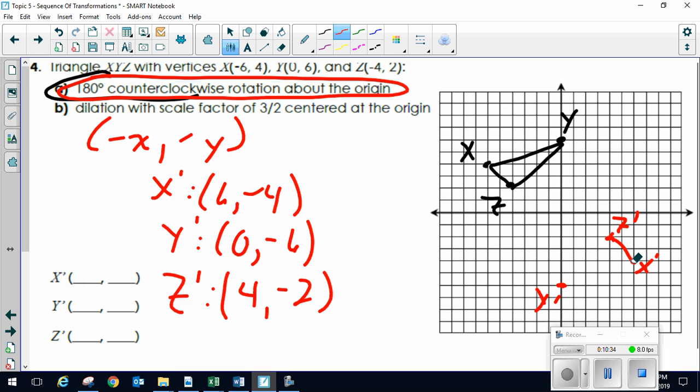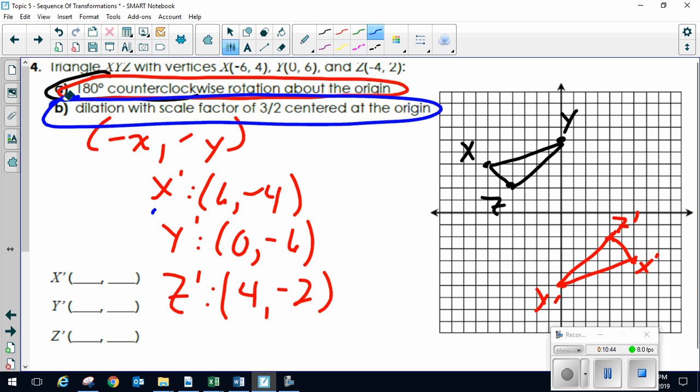So here is my new triangle rotated 180 degrees. Okay, then they want me to take that and dilate it by a factor of 3 over 2, which means every single point is going to be multiplied by 3 over 2. So here's how we're going to do this. Let's start with x. I'm going to take the 6 and multiply it by 3 over 2. Remember, you only multiply it to the top, so that gives me 18 over 2, which is positive 9. That's my x value for that.